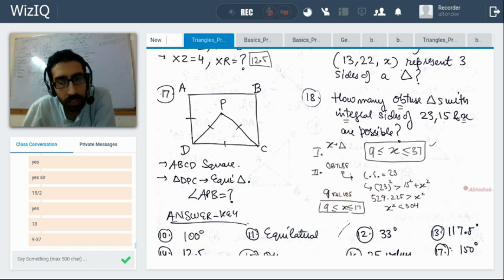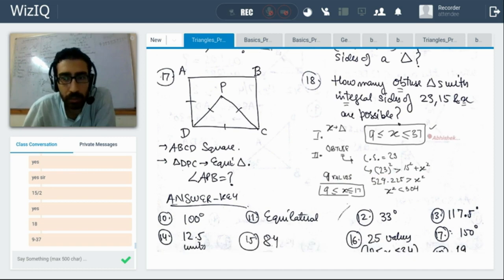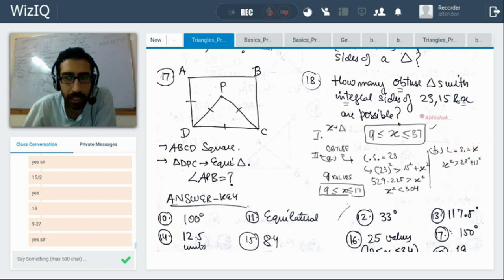Yes? Now what's the second part? What's the second assumption? Let me call this part A. Part B will be very simply assuming x as the largest side. Let the largest side be x. Will you be able to solve now, Lakshay? And here you assume x squared will be greater than 23 squared plus 15 squared, while at the same time being less than or equal to 37. So match these two and you should get your answer.